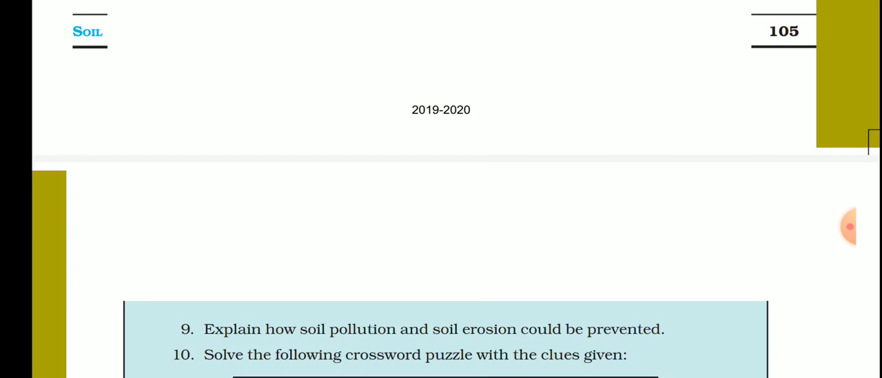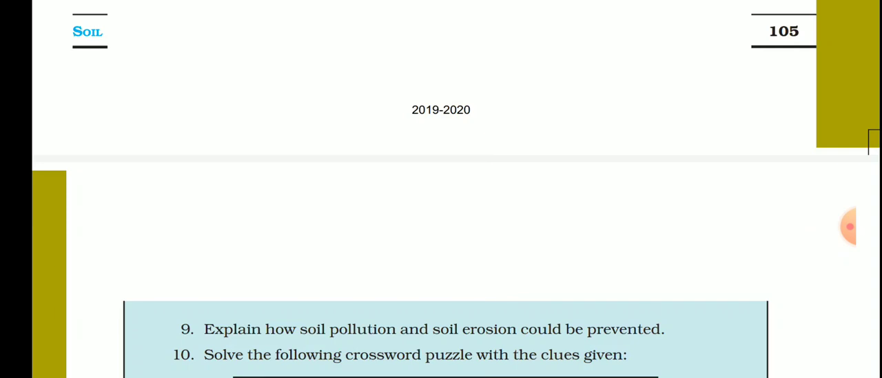Next, question number 9. Explain how soil pollution and soil erosion can be prevented. First, soil pollution. Soil pollution can be prevented in following ways. First, stop the use of plastic or polybags. Second, by controlling the use of chemical fertilizers and pesticides, we can reduce the soil pollution.